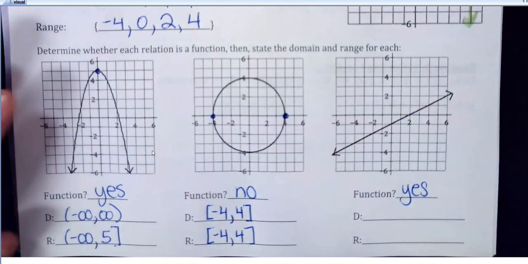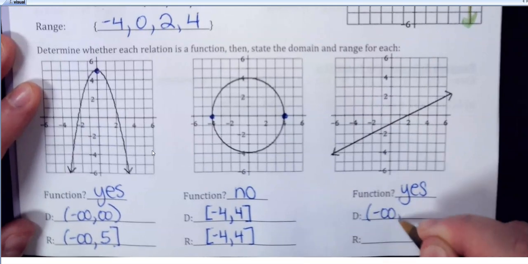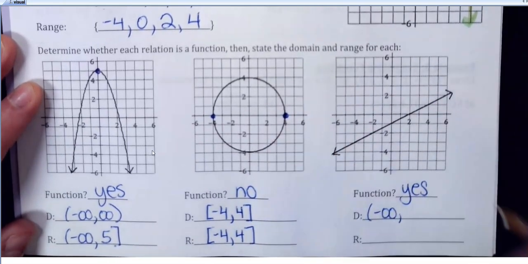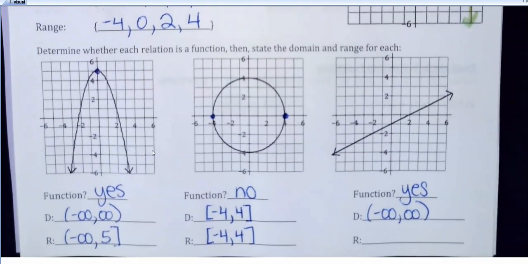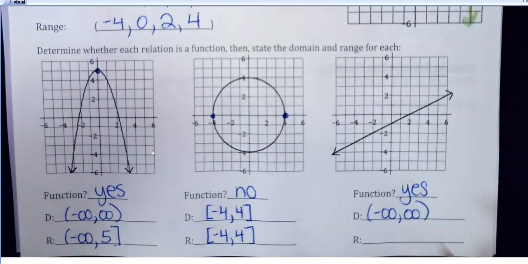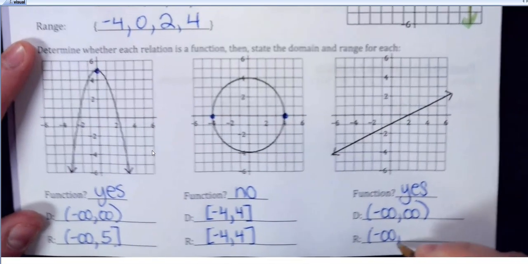For sure. Any line, you're going to go like this points to the left forever, this points to the right forever. You're going to cover the whole span of x values. What about the range there? Same thing. This goes down forever, this goes up forever. That's actually true for any line that you have, -infinity to infinity.